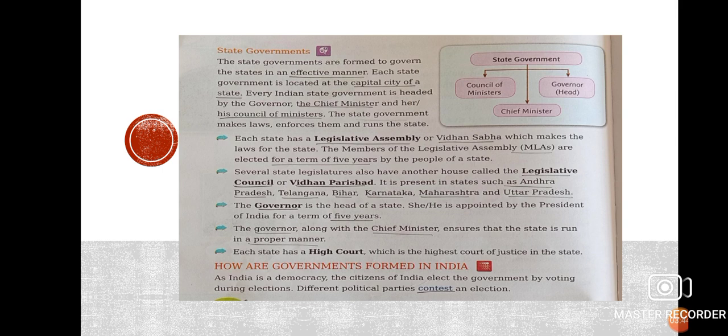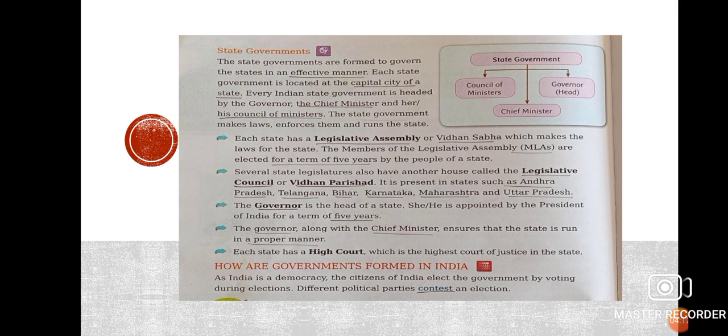Each state has a high court which is the highest court of justice in the state. Now highest court of justice in the country is our Supreme Court. Then highest court of justice in the state is our High Court. Now underline, High Court is the highest court of justice in the state. So this was all about state government.